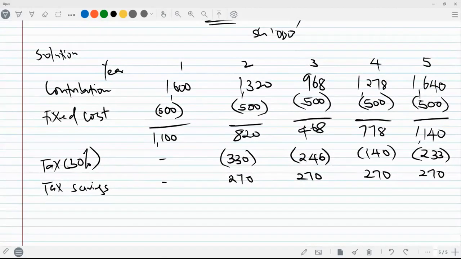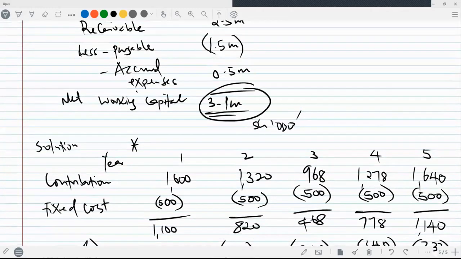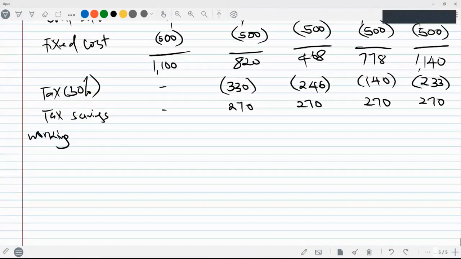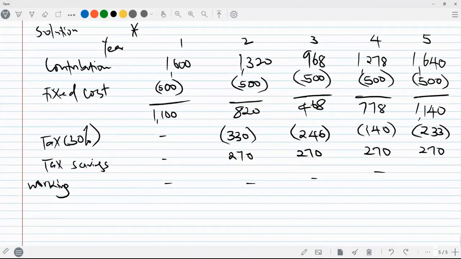Then you have working capital, which we invest in year 0. Here I don't have a column for year 0, but we've been told we recover working capital at the end of the machine life. So the 3.1 million we invested in year 0 is recovered at the end of machine life, which is year 5. Year 0 is a cash outflow, but it's a cash inflow in year 5.